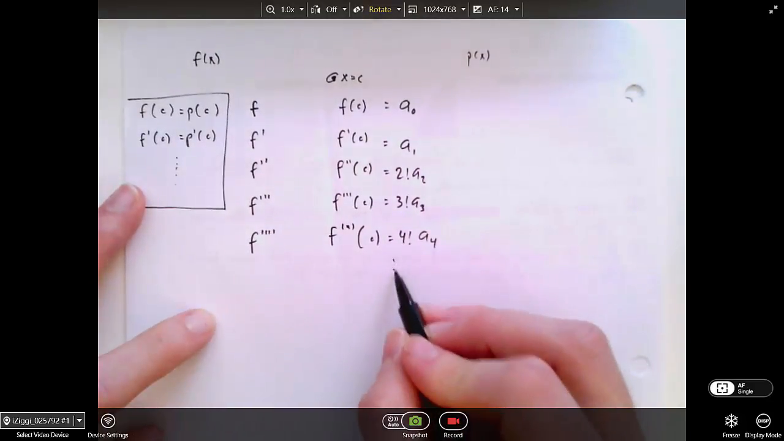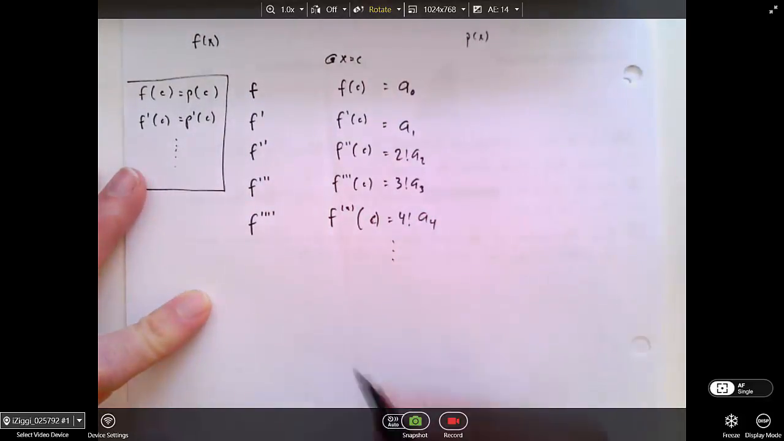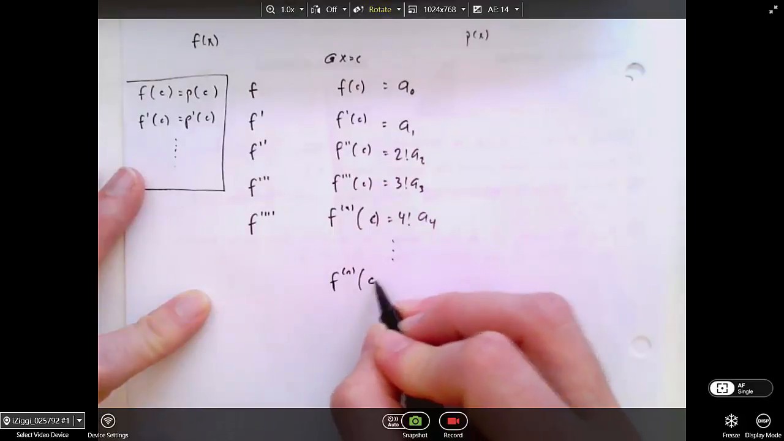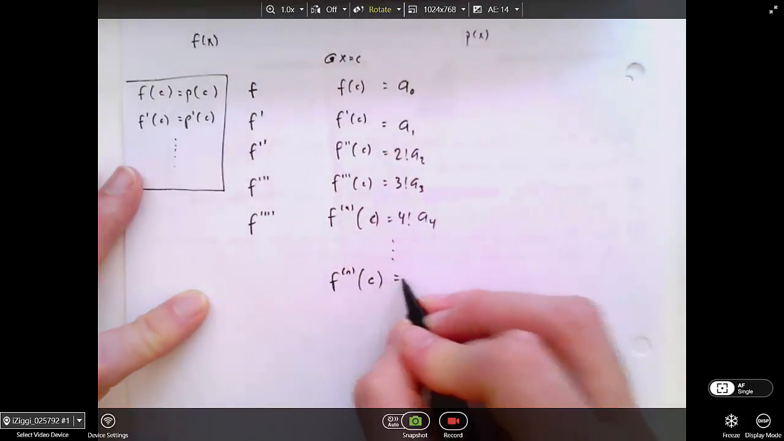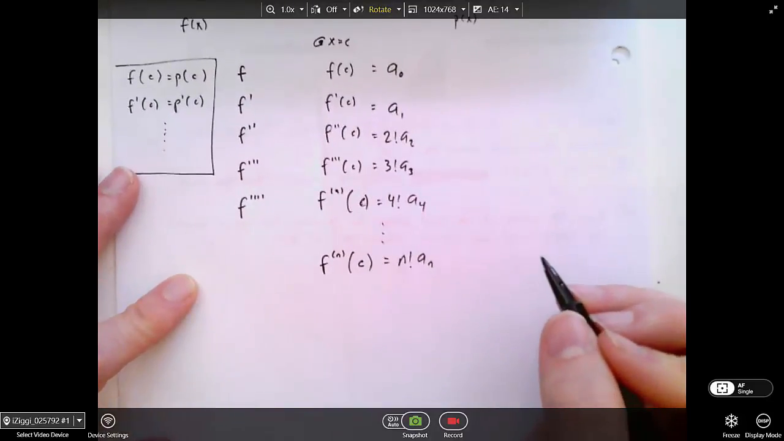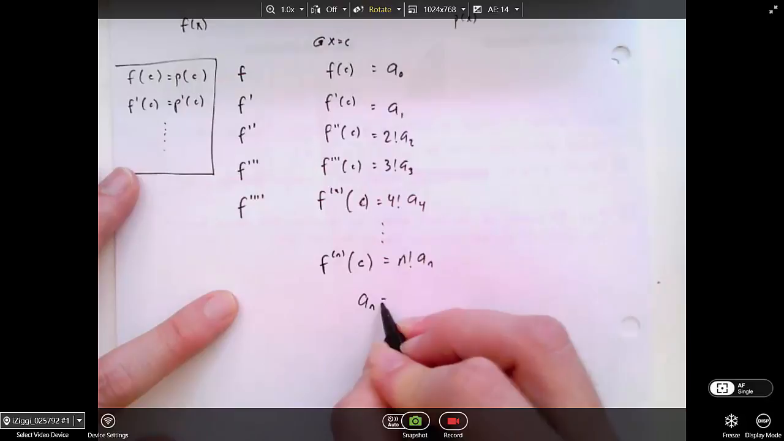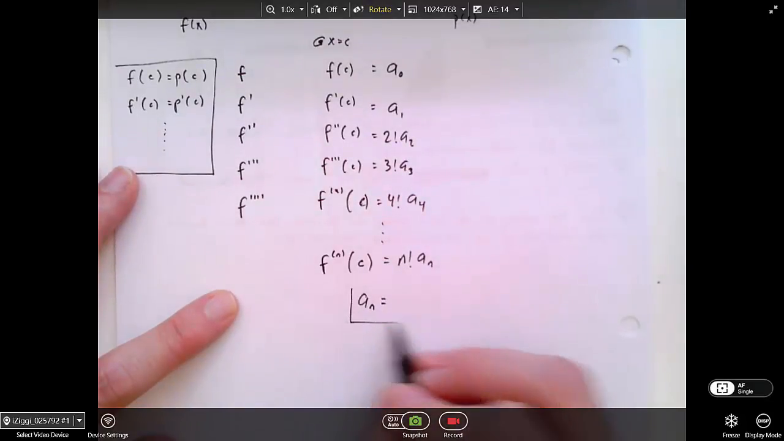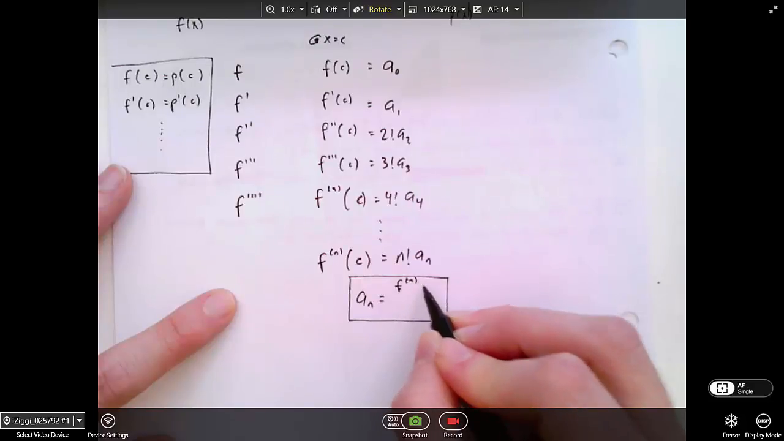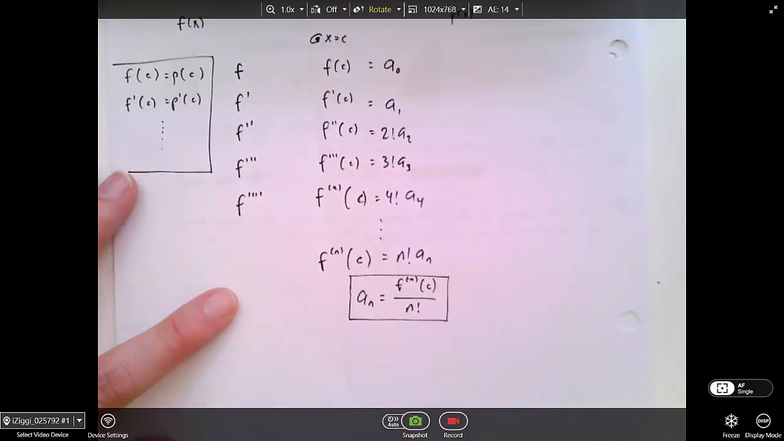All right, so if we're going to generalize now, the nth equation down, we're going to have the nth derivative evaluated at center c, and we'll have n factorial times a to the n. So we want to solve for that a to the n, so that gives us a completely general equation for the nth coefficient. We have the nth derivative evaluated at the center divided by n factorial.